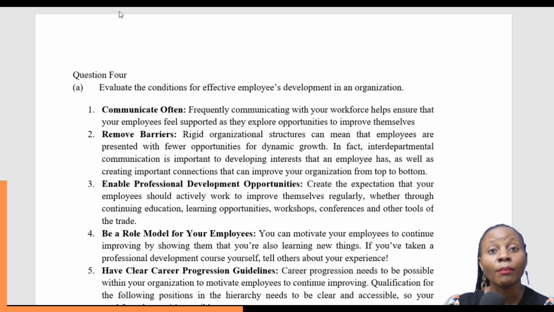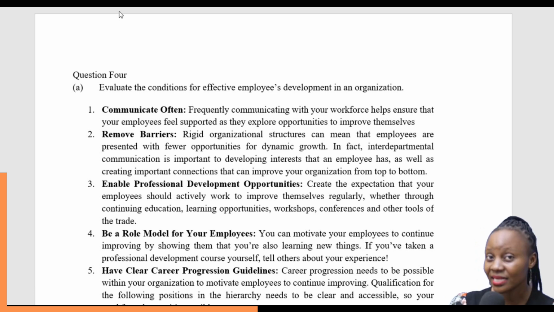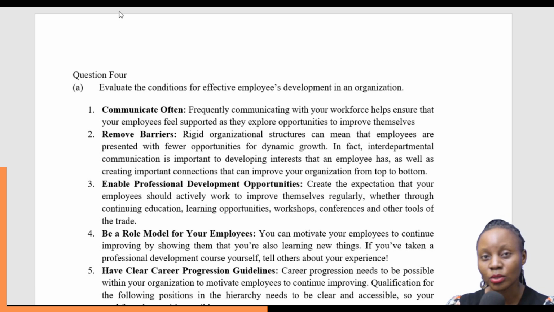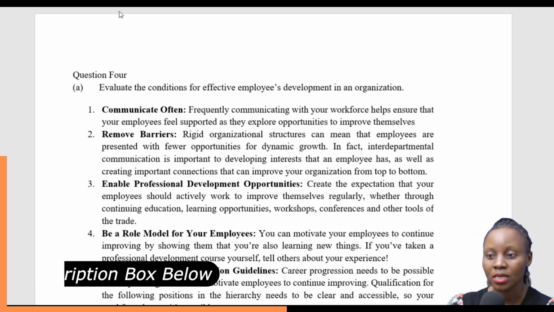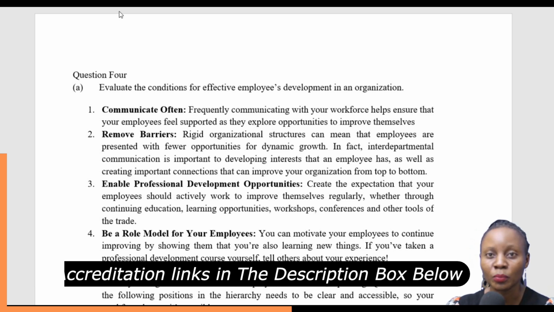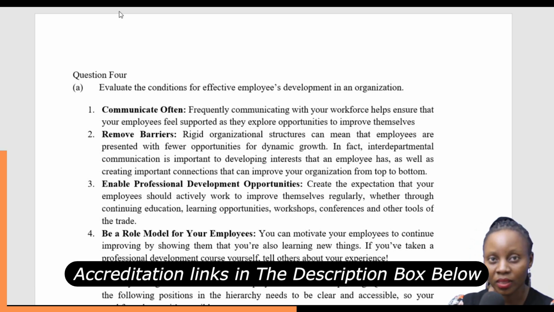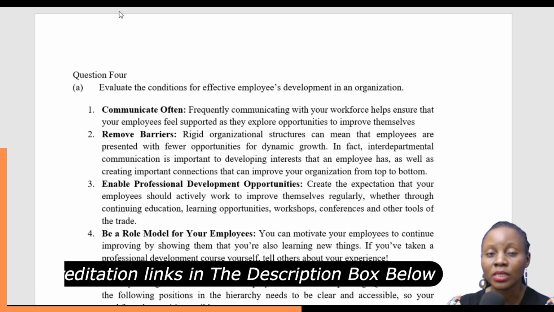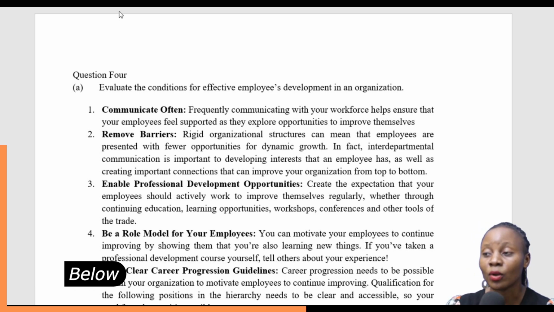Number 3, enable professional development opportunities. Yes, make them available and possible for the employees, so that they can have a way to develop themselves when need be, when they feel they're ready, when they feel it's necessary. They'll always be exposed to such opportunities. So enable professional development opportunities, make them possible within the organization, so that employees could feel free to develop themselves when need be.